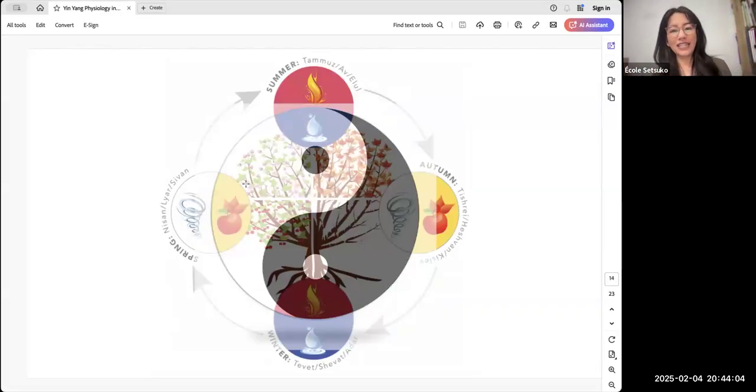Okay, here's another cycle. What is this? This is an annual cycle, right? So we see the year reflected in the same yin yang symbol.